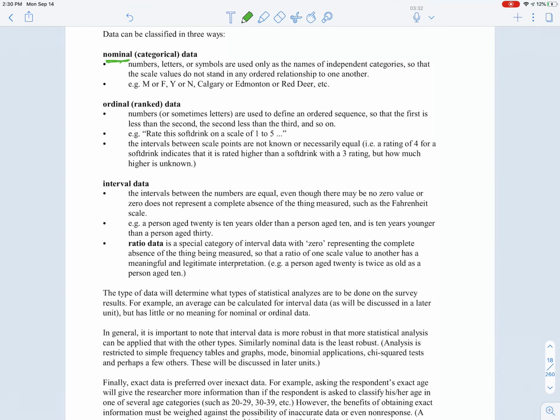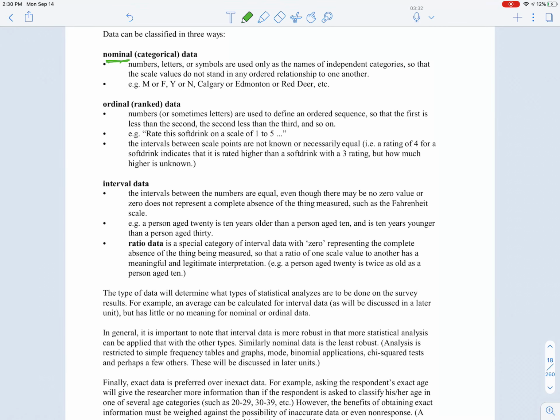The thing to remember about them is that there's very little that you can do with them statistically. You can come up with the number of people in each category, and you can come up with percentages, and you can make a nice pie graph if you like on those sort of things. But you can't do something like calculate an average.